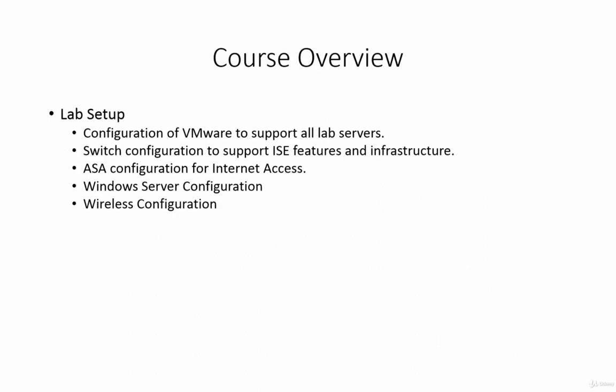The first section is going to be a full walkthrough of how to build your own ISE lab at home. This is not completely necessary. Perhaps you have a lab at work or you have some other way to practice, but it is recommended. We'll walk through the VMware configuration, the infrastructure config, the firewall, the Windows server, which is going to include Active Directory, DHCP, DNS, and the Microsoft CA services, and a basic wireless configuration.